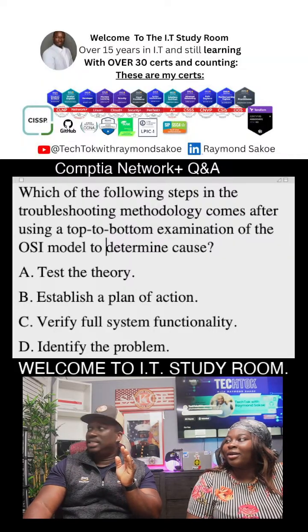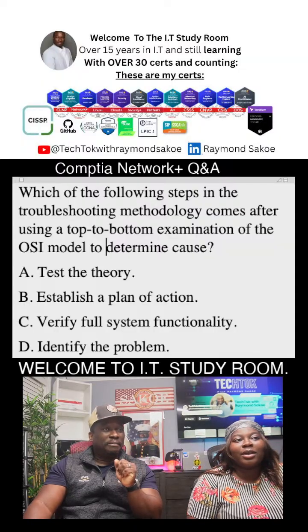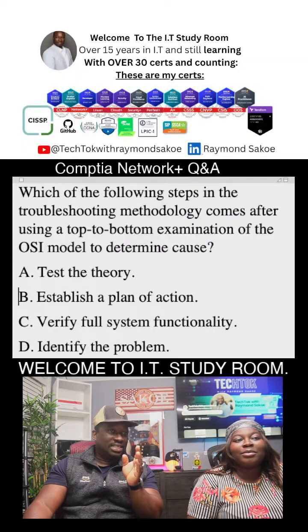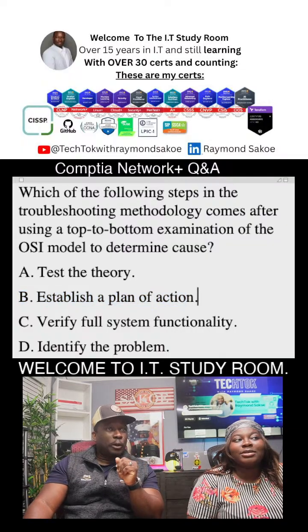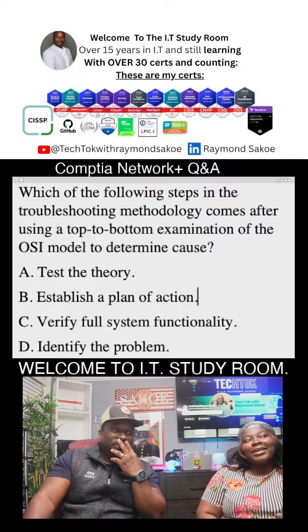So the next step you are saying is to establish a plan of action. That is the answer you're going for. Yes. What's the answer? The answer is B. Okay, good. Thank you.